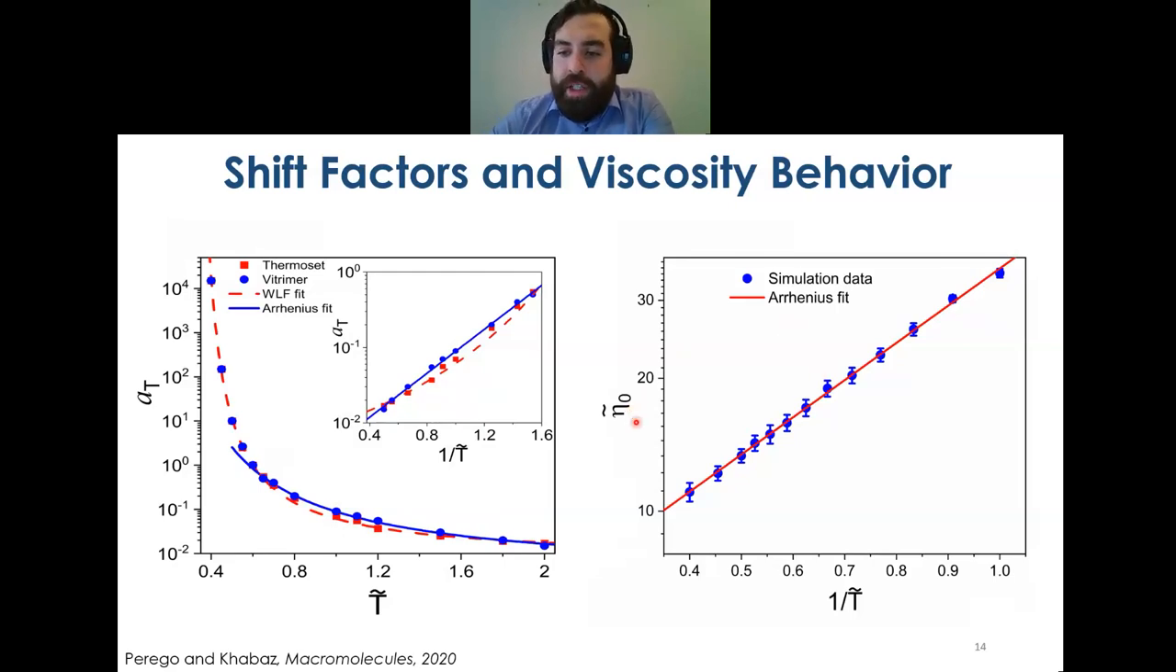The last thing that we wanted to confirm was the behavior of the zero shear viscosity at temperatures greater than Tv, so 0.87 for our case. And by plotting the zero shear viscosity as a function of inverse temperature, we can clearly see the Arrhenius-like behavior typical of vitrimers, which indeed confirms the accuracy of our model.